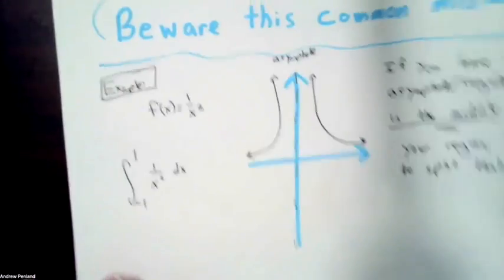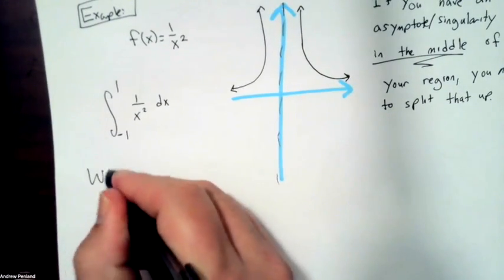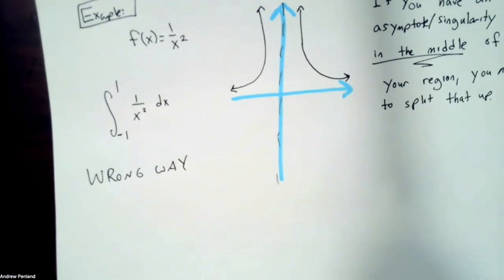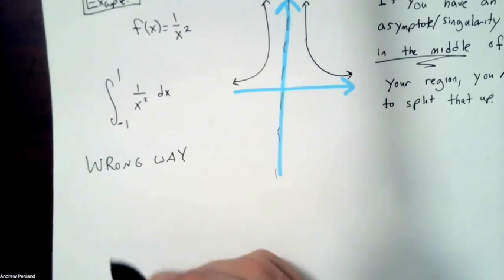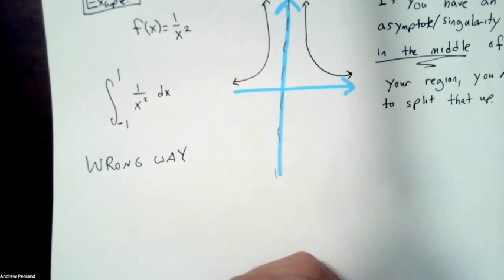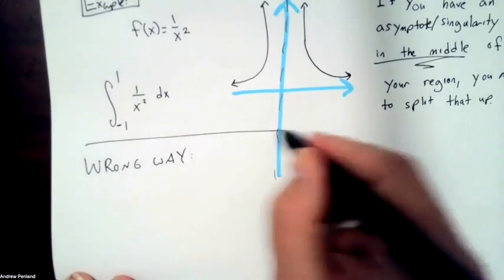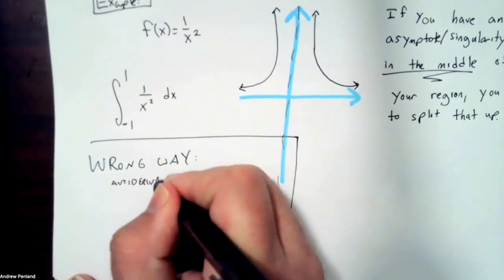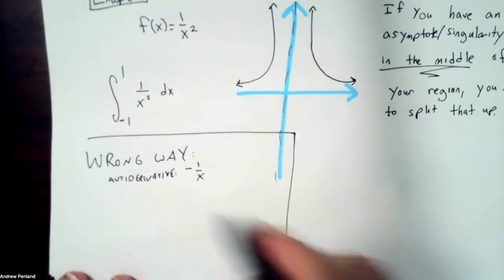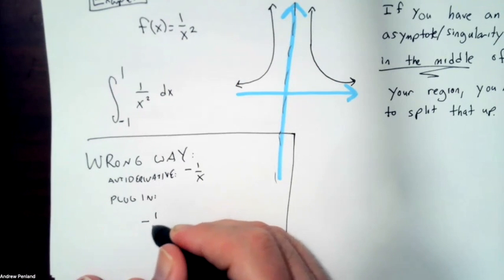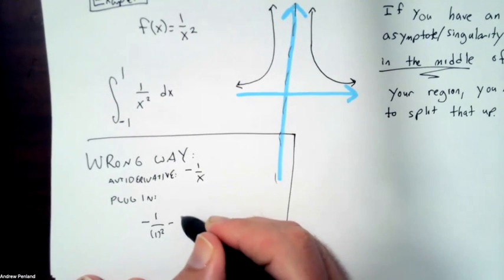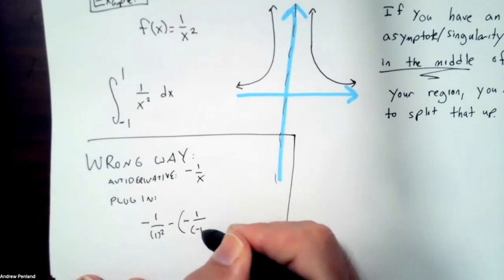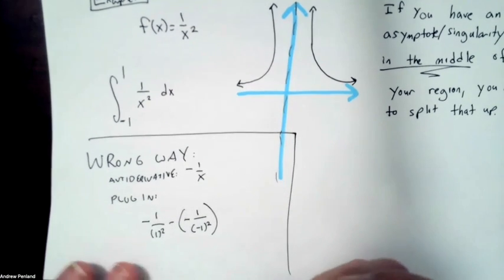I'm going to do it the wrong way first. I'm going to go ahead and tell you this is the wrong way. The wrong way is just to plow straight ahead and treat it as if it's a fundamental theorem of calculus problem. So the wrong way is just to do the antiderivative, which is -1 over x, and then plug in. So that you get -1 over 1 squared minus -1 over -1 squared.